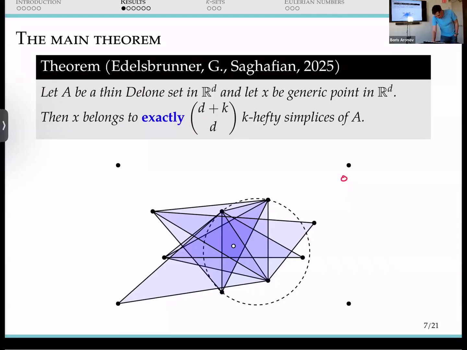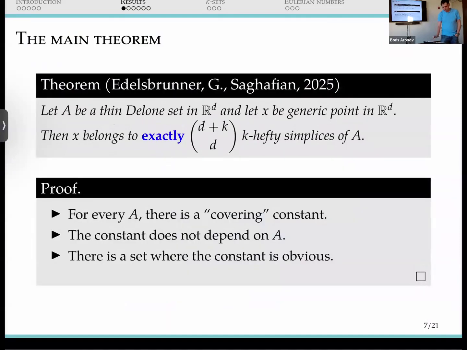Okay, so how can we prove that? That's the main proof that I'm going to tell you, but there will be a few minor proofs as well. The proof is actually in 3 steps. We can think of that theorem in the following way: if we consider all k-hefty simplices, then they cover the d-dimensional space in a certain number of layers. It's not completely correct to say that, because when we say layer, we usually think that we can split the triangles into actual layers. That's not always possible.